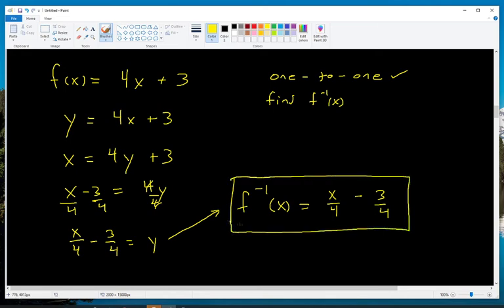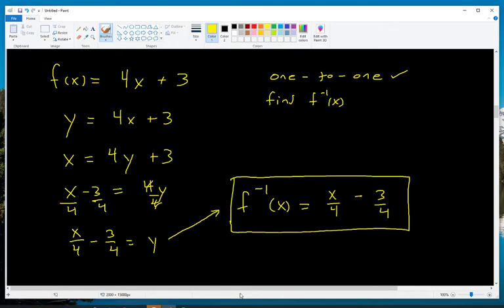So if they give you a problem and they ask you to find the inverse, verify it's 1-to-1, or the problem should tell you it's 1-to-1, and then replace f of x with y, switch x and y, solve for y. Once you get the y by itself, write it back in the inverse notation. Oh, and if instead of f of x they give you a g of x, say, then this would be g inverse of x. So the f would be replaced with the g.